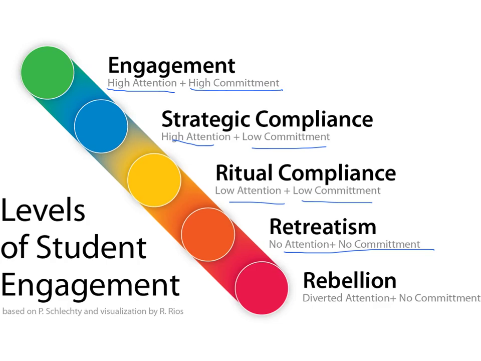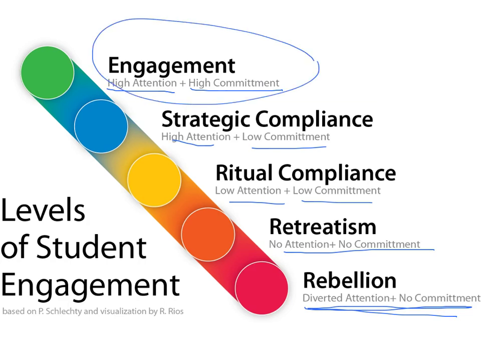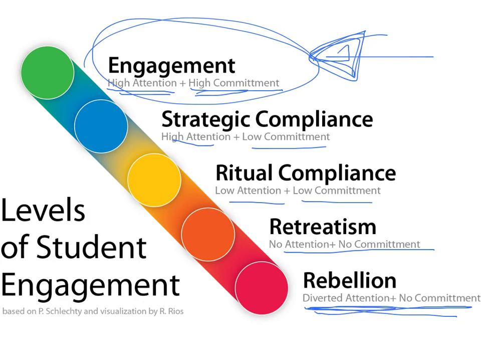The final stage of disengaged students is the outright rebellion, a state that you want to do everything in your power to avoid. So I guess the key message here is that engagement is where you want to situate the students in your classroom. You need to be designing curriculum that encourages their commitment and their attention, rather than their attention being diverted and you having chaos ensue in your classroom.